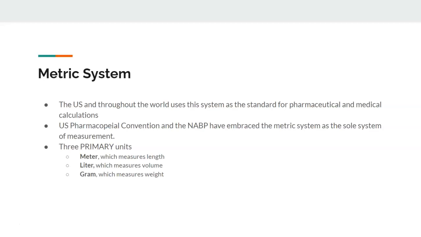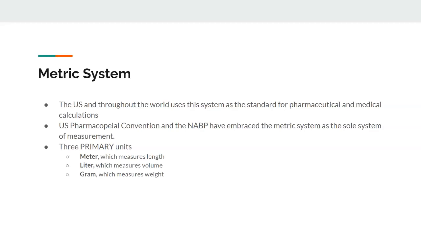But the three primary units, and I want you to look right here, are these units here. This is kind of like the 0 point. So meters is what we measure length in, which we're not going to use in pharmacy. You would use it in medical when you're measuring the length of a baby or height, but we aren't really using that in pharmacy. So we really use liters, which is the measurement of volume, and grams, which is the measurement of weight. So those are the primary units.